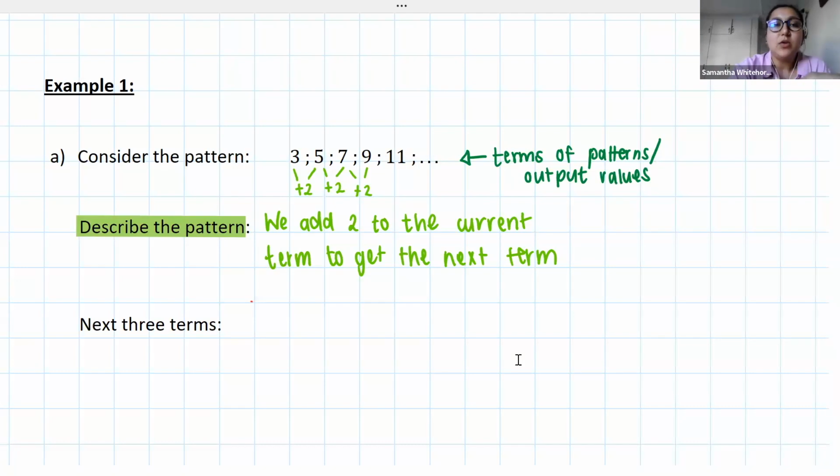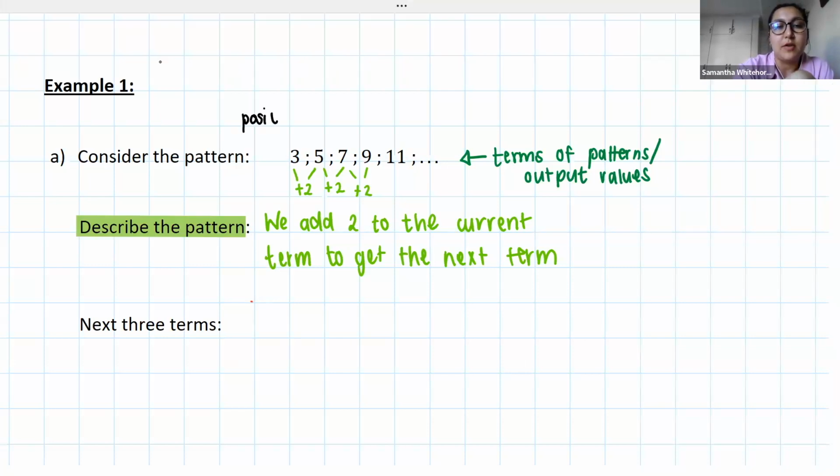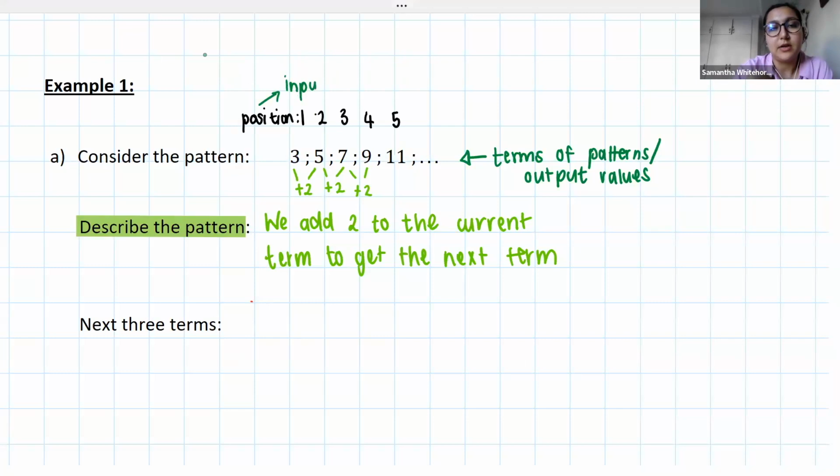Which means that in order to get an output, we have to have an input value. Now, the input value would be our position of our term. So whether it is the first, the second, the third, the fourth, the fifth, the sixth, and so on. These are our input values, okay?